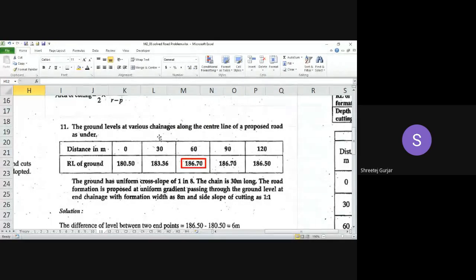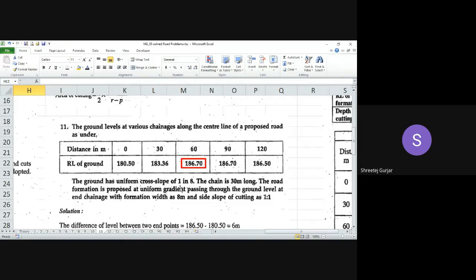The ground level at various chainages along the center line of a proposed road is as under. The road has a total length of 120 meters, starting from 0 going up to 120. So the interval between each section is how much? 30 meters. RL of ground is 180.5 going up to 186.5. Why I have marked this in red, I'll tell you later. The ground has a uniform cross slope of 1 in 8.